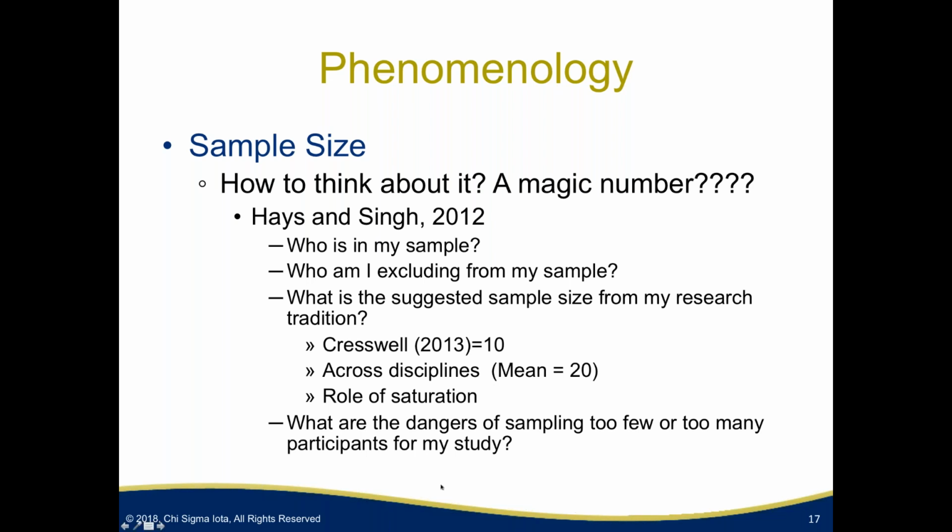And then you also have to think about what are the dangers of sampling too few or too many participants. If you are sampling too few, are you really getting a good idea about this phenomenon? If you are sampling too many, is it becoming diluted? And are you really following the codes and themes that you need to be following?